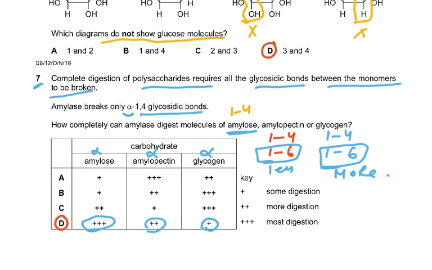You have to know that amylose, amylopectin, and glycogen. You have to know that amylose has 1,4, amylopectin has 1,4 and 1,6, glycogen has 1,4 and 1,6, and glycogen has more frequent branching. More frequent branching means more 1,6 bonds.